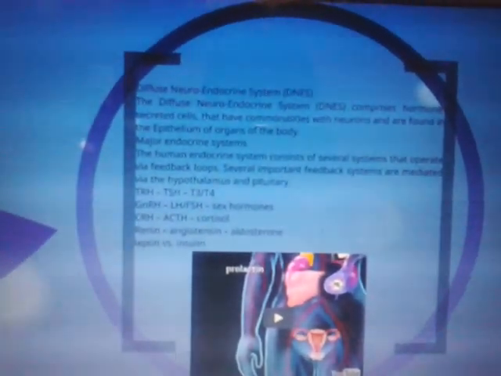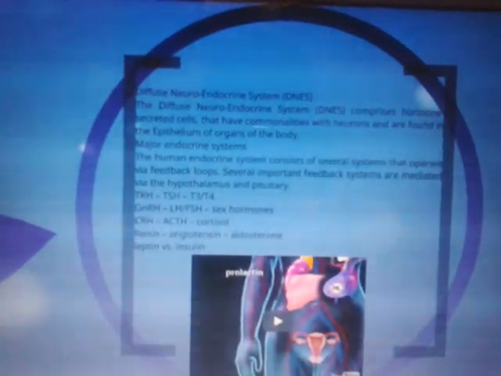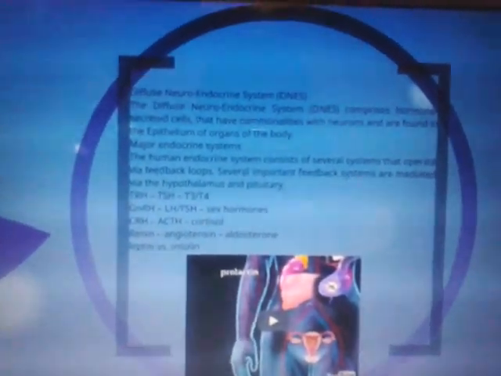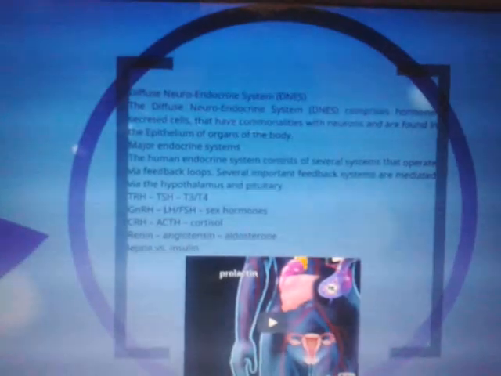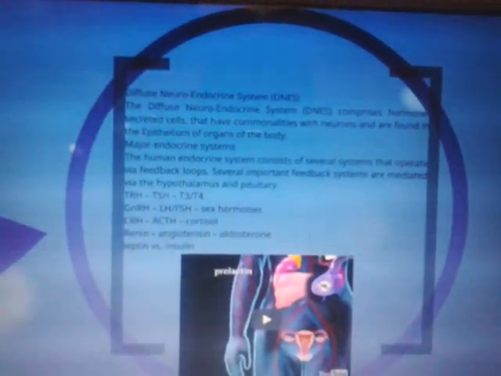Major endocrine systems. The human endocrine system consists of several systems that operate via feedback loops. Several important feedback systems are mediated via the hypothalamus and pituitary.